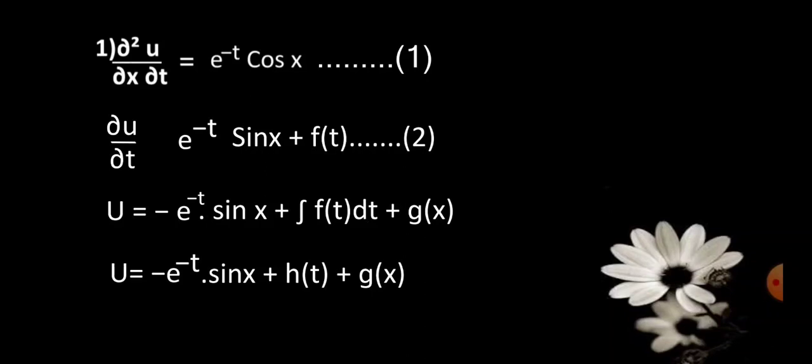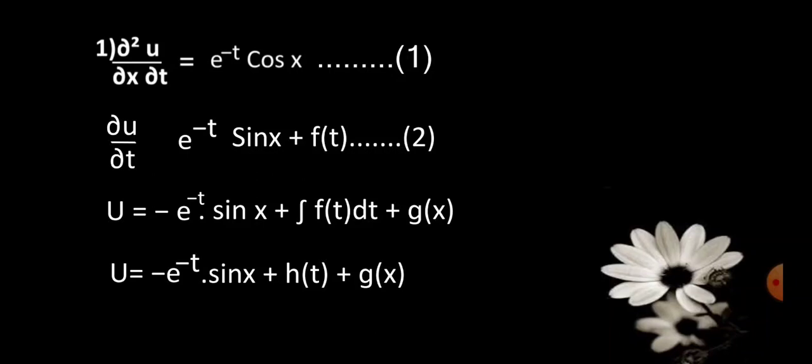Now again integrate equation number 2, this time with respect to t. After integrating, u is equal to the integration of e^(-t), which is minus e^(-t), times sin x, plus the integration of f(t) dt, plus a constant of integration, that is a function of the other variable. In this case it is g of x.